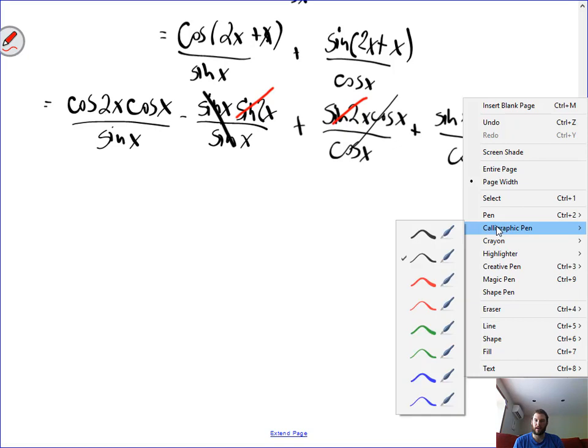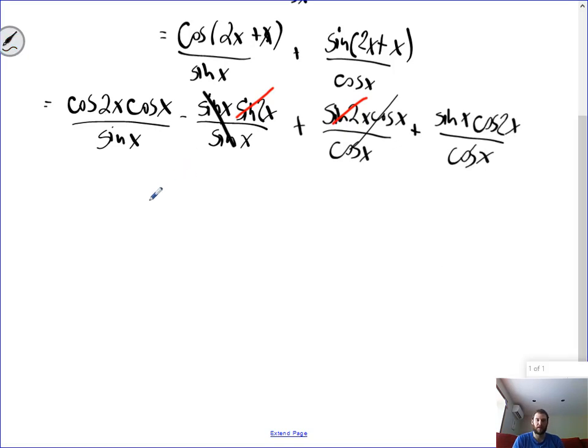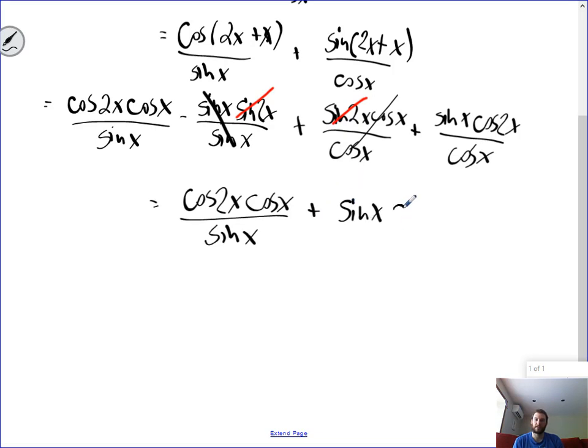So now my next step is going to leave me with cos 2x cos x over sine x plus sine x cos 2x over cos x. Okay, so now again, what I'm going to want to do is take these double angle identities and start splitting them up.